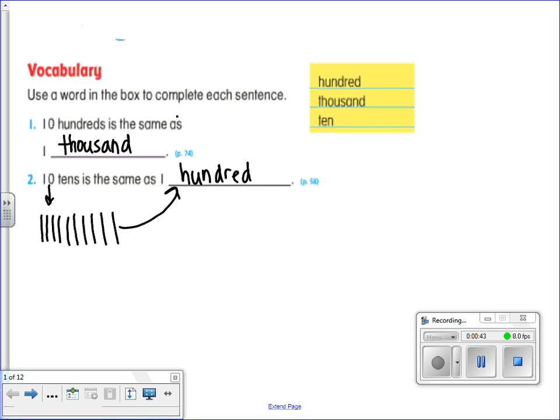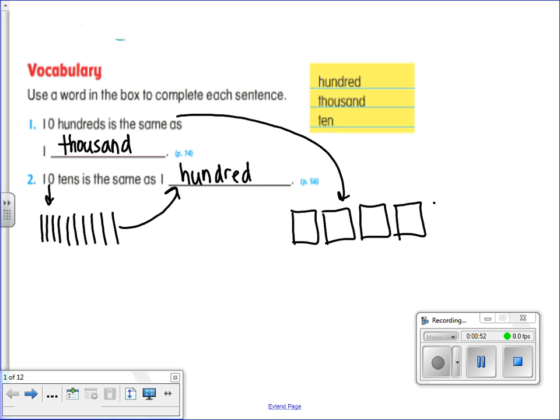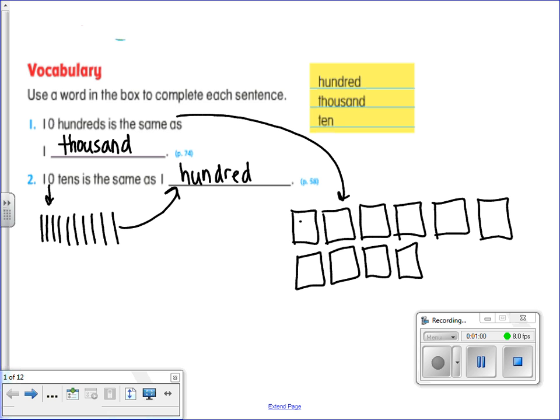And then for this one, we can do 10 hundredths. 4, 5, 6, 7, 8, 9, 10. 100, 200, 300, 400, 500, 600, 700, 800, 900. Is there such a thing as 1000? But if I write 1000, what does that look like? 1000. Good.